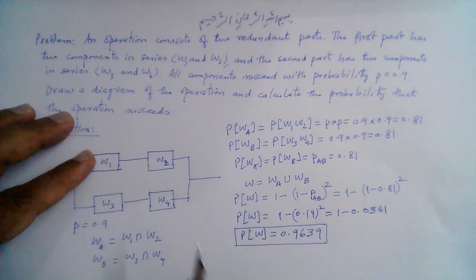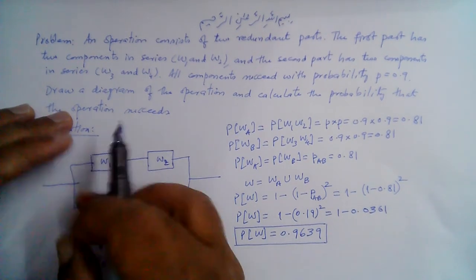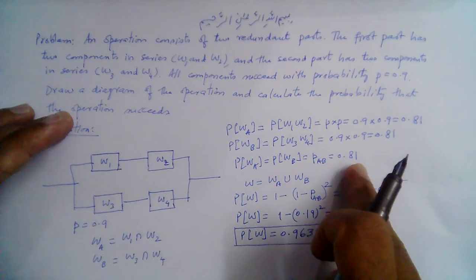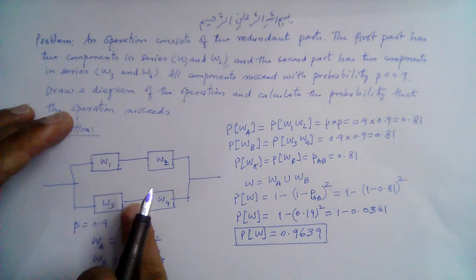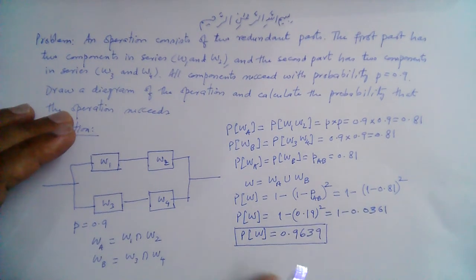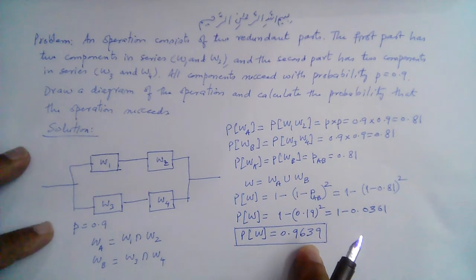It should be noted that if we do not use a redundant part, if we rely on only one part, for example, the probability of success is 0.81 only. However, if we add only one redundant part, then the probability of success rises to 0.9639, which is quite a large value compared to 0.81.